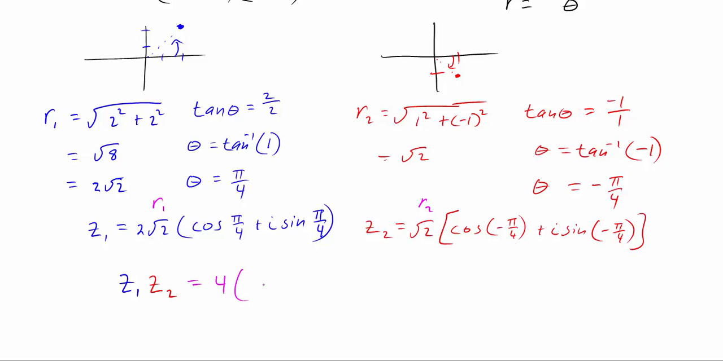And then remember, when we are multiplying, we're going to take our angle here, which is theta 1, pi over 4, and then theta 2 is negative pi over 4. So pi over 4 plus a negative pi over 4, then that's going to cancel to 0. So that's the cosine of 0 plus i sine of 0. That would be equal to 0.